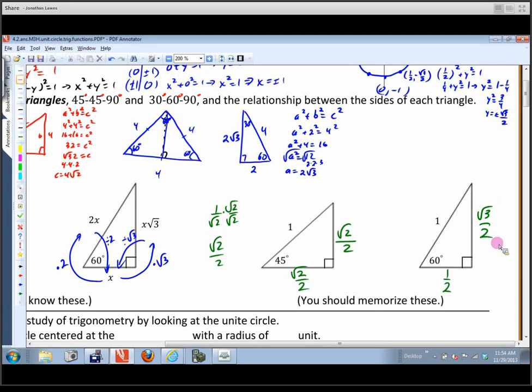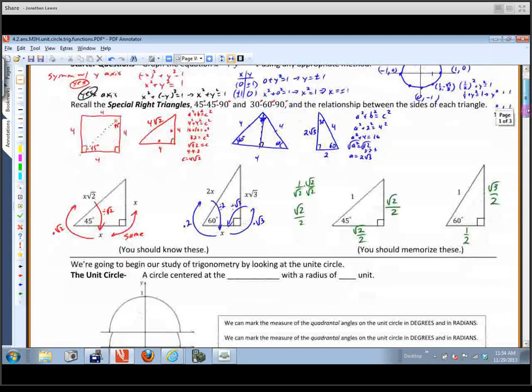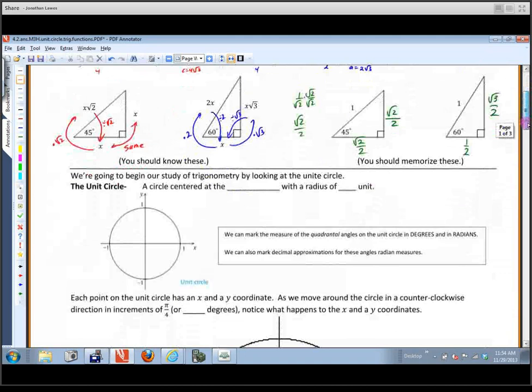So again, hopefully these are ideas that you're already familiar with. If you haven't memorized these side lengths right here, you're definitely going to want to memorize those because they're going to come up over and over again as we go through the next couple of sections. So this book introduces trigonometry in a couple of different ways, and we're going to start by looking at trigonometry with respect to the unit circle.